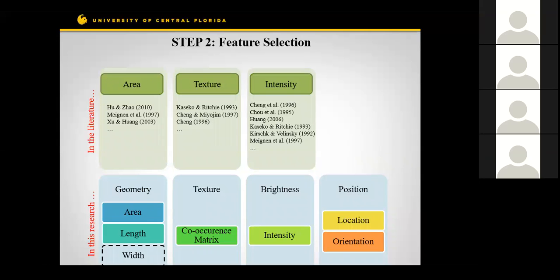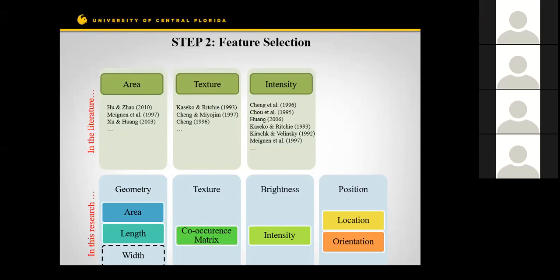So in the second step, we will have features. Features are supposed to describe the objects that we detect. And when we looked into the literature, area, texture, and intensity were very popular features. Almost constantly used in all the papers. But in order to be complete, we decided to consider four categories: the features that describe the geometry, the texture, brightness, and position.